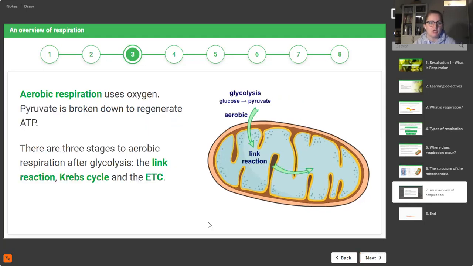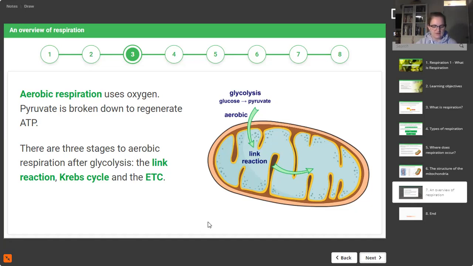In aerobic respiration, oxygen is used, so that pyruvate is broken down to regenerate ATP. And there's actually 3 stages to aerobic respiration after glycolysis. So really there's 4 stages. For aerobic respiration, we have glycolysis. We then have something called the link reaction, the Krebs cycle, and then this one's called 2 names depending on where you read it. This one says ETC, which is electron transport chain.